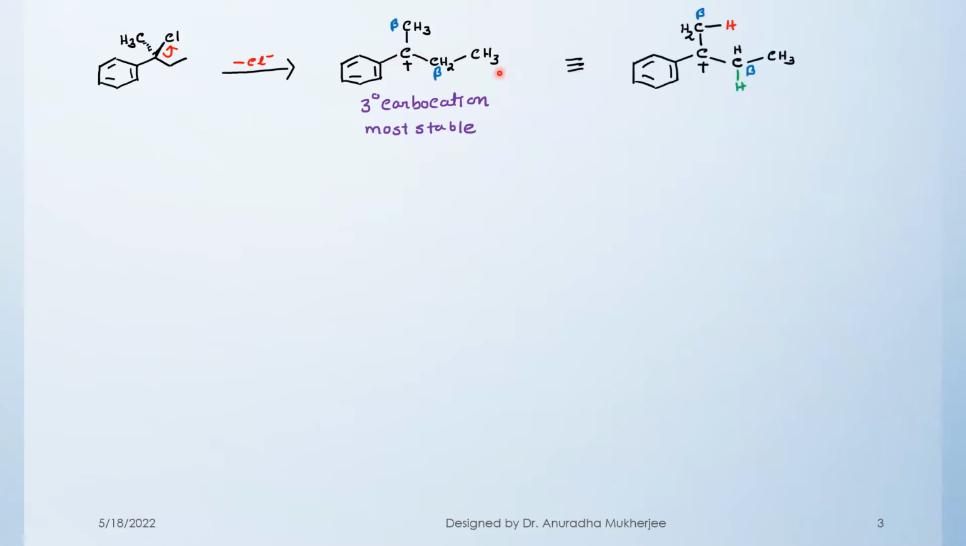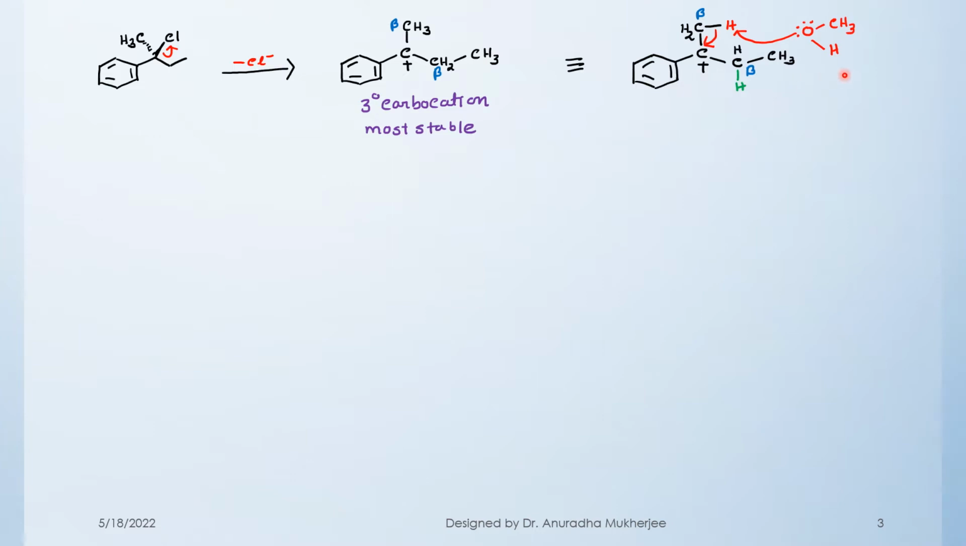Actually, we can write down the carbocation in this fashion so that we can understand the number of beta hydrogens present here. So here we can see there are 2 beta carbons, and these are the beta hydrogens. One we have denoted in red color, and the second one in green color.